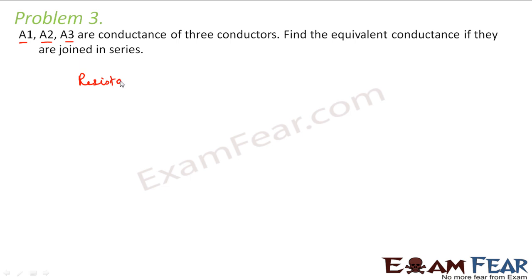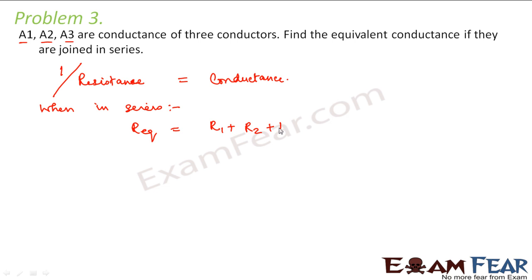We know that 1 by resistance is equal to conductance. So when the conductors are in series, their equivalent resistance will be equal to R1 plus R2 plus R3. Now what is R equivalent? R equivalent is nothing but 1 by C equivalent, where C is the conductance. So this will be 1 by C1 plus 1 by C2 plus 1 by C3, because we can write resistance as 1 by conductance. Let me denote conductance as C.